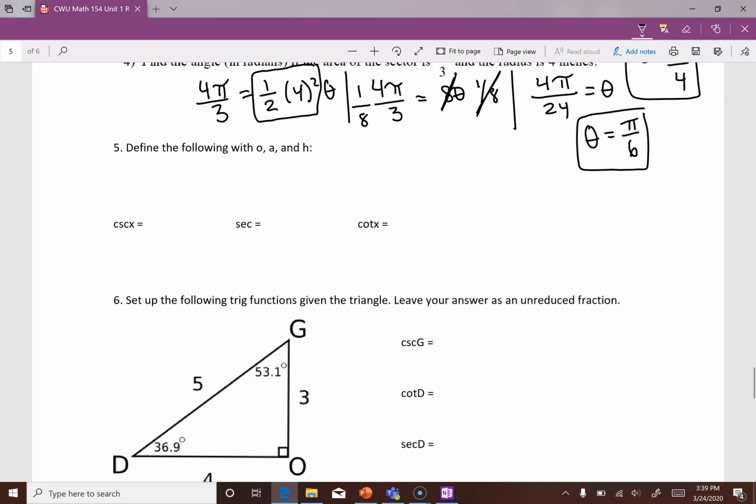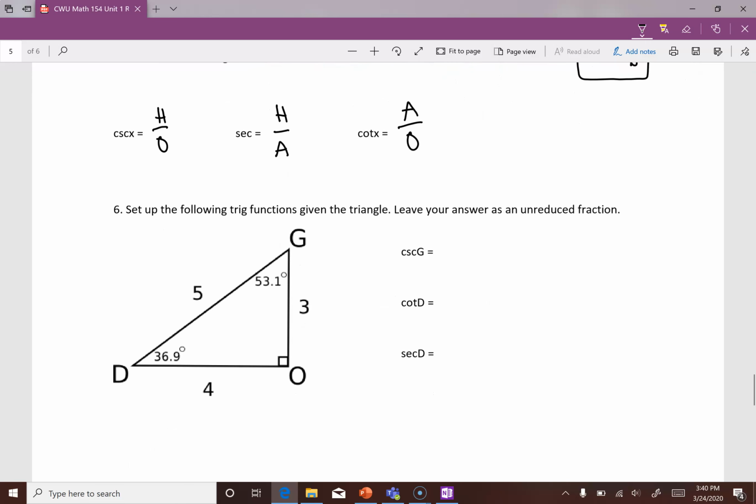All right, here we go, defining cosecant x, secant x, and cotangent x. Remember, cosecant is the reciprocal of sine, sine being opposite over hypotenuse, so this one is going to be h over o. Secant is the reciprocal of cosine, cosine being adjacent over hypotenuse, so this here is going to be hypotenuse over adjacent. Cotangent is the reciprocal of tangent, tangent being opposite over adjacent, so this here is a over o.